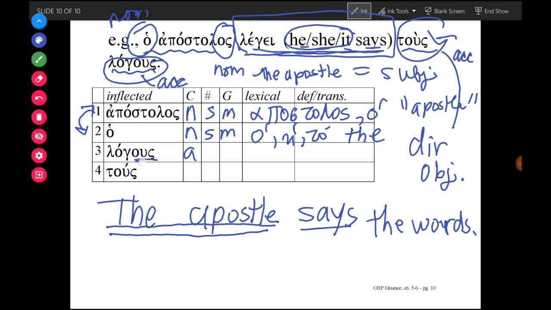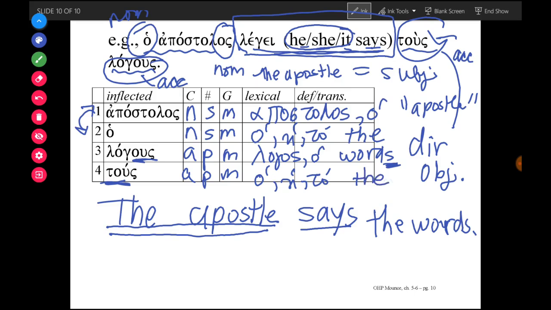Logous would be accusative. This is an accusative ending. This is os, plural, masculine, from logos, and I would translate this as words. So it's words because this is a plural form, and then tous is accusative plural masculine, and then again it's a definite article, so it's ho, he, to, and then I don't know how to say the in a plural way. You can't do it in English, so we just say the, and that completes one full exercise.